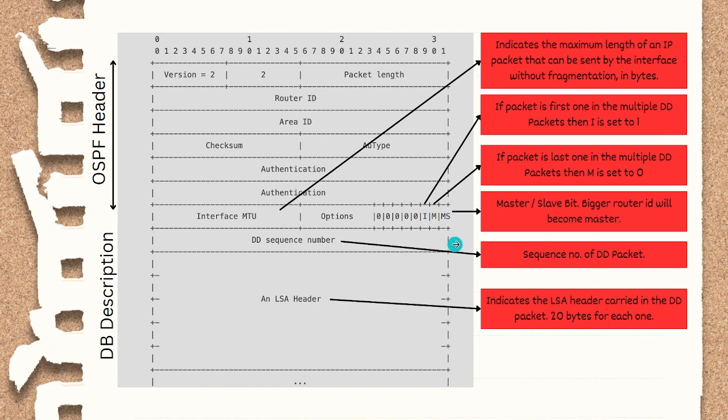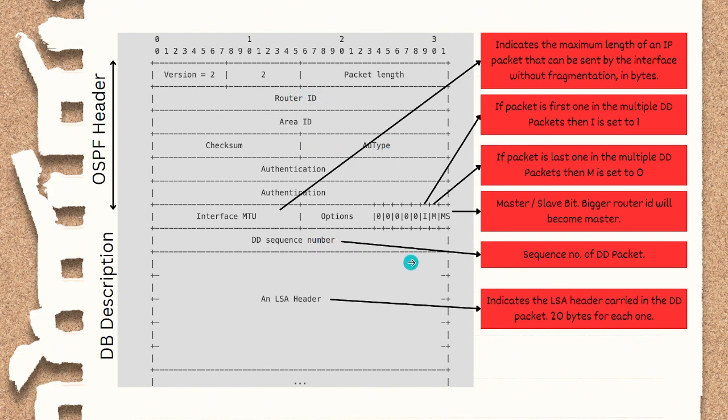Then the last flag, which is very important, the master slave flag. This flag indicates whether the router is master or slave. Let's say there are two devices exchanging this DB description packet. One device will be master and one device will be slave. Accordingly, this MS bit will be set when this packet is sent.